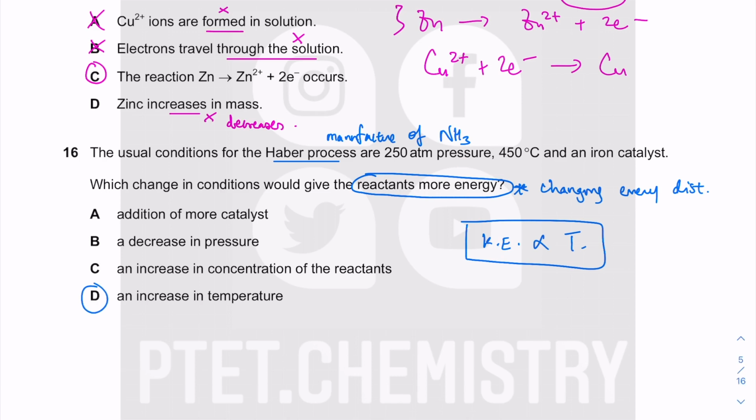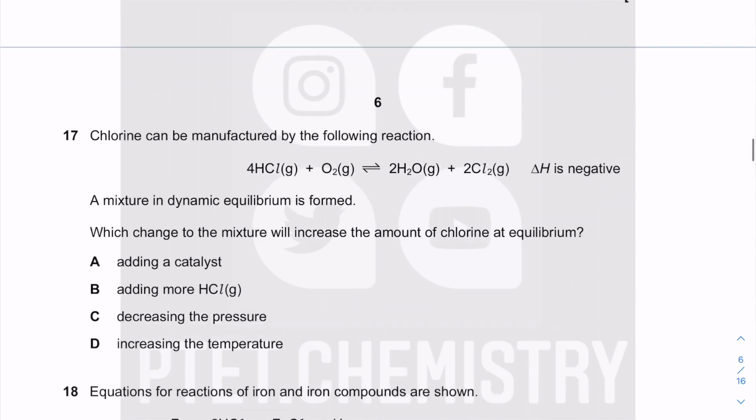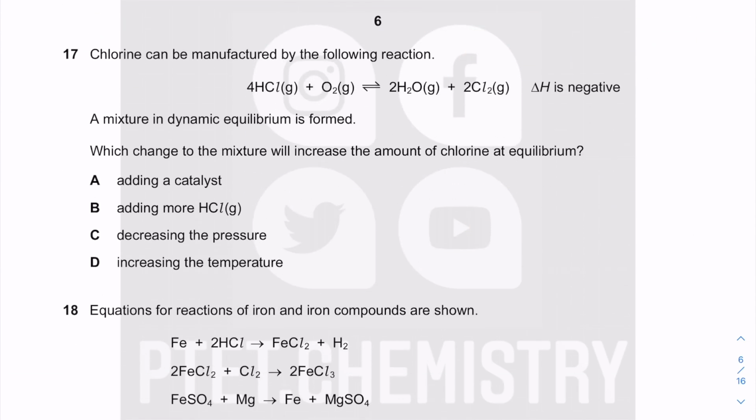And if you want more energy, you have to try and increase temperature to give you more kinetic energy. All right. Question 17, so this is to do with equilibrium. So you have dynamic equilibrium there. The forward reaction is exothermic, so forward reaction is exothermic.